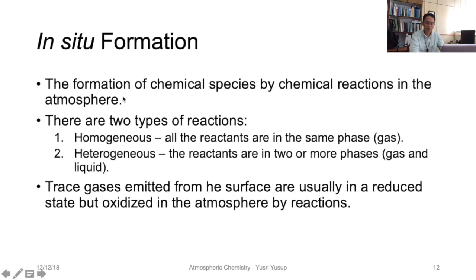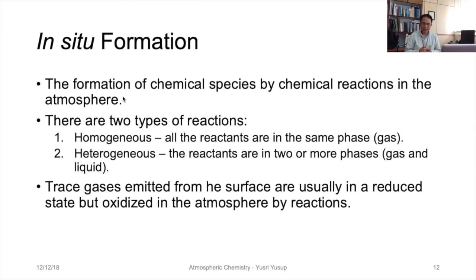Now we go into in situ formation sources, which means the chemical species is formed in the atmosphere through reactions in the atmosphere. There are two types of in situ formation reactions. There's the homogeneous reaction, where all of the reactants are in the same phase, specifically the gas phase. And then there's the heterogeneous reaction, where the reactants can be in two or more phases, gas and liquid.